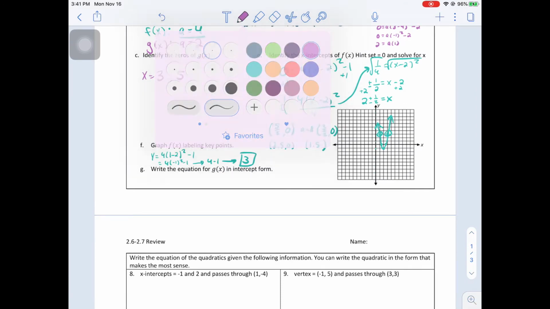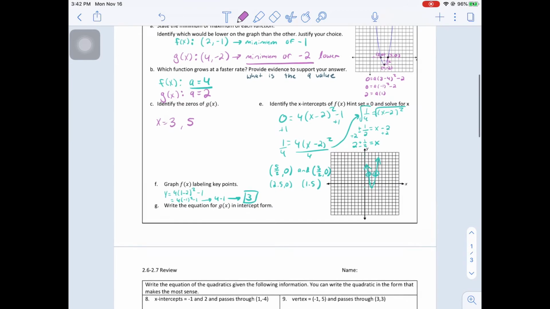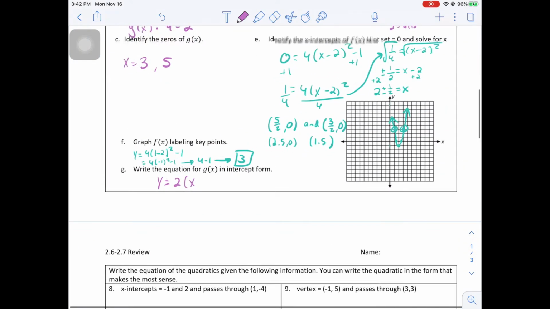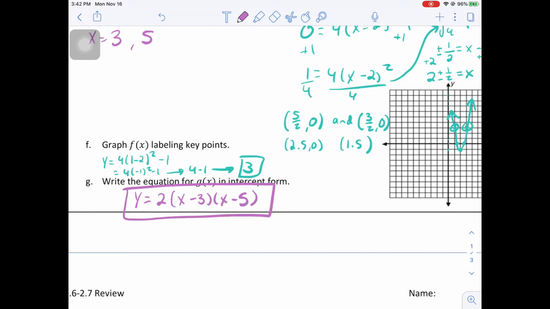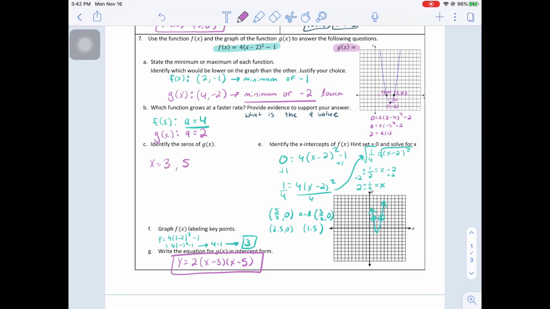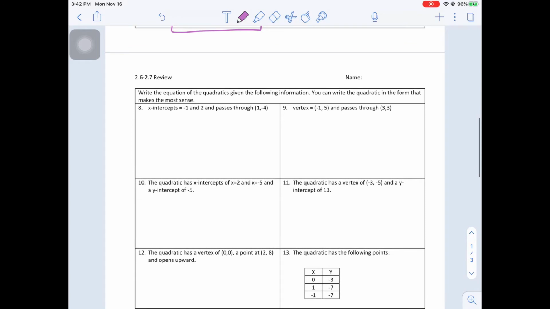G says write the equation for g of x. We already did that earlier in this problem. So we found the a value to be 2. So it's intercept form, so we're going to go y is equal to 2 times (x minus 3) times (x minus 5), and we're done. All right, so that would be all of number 7.